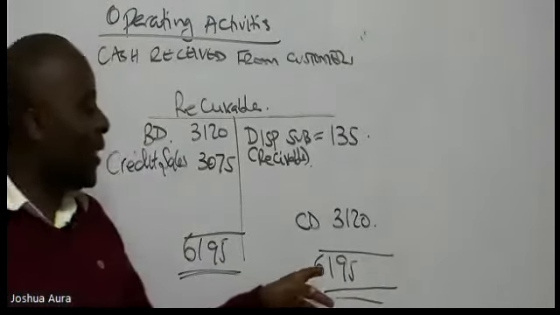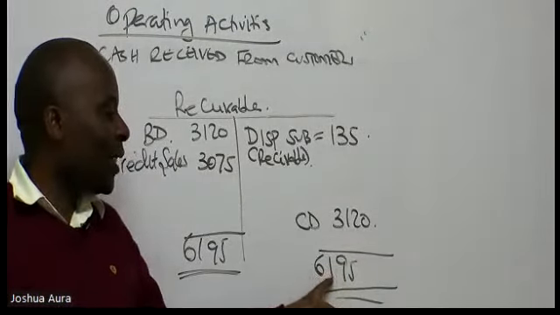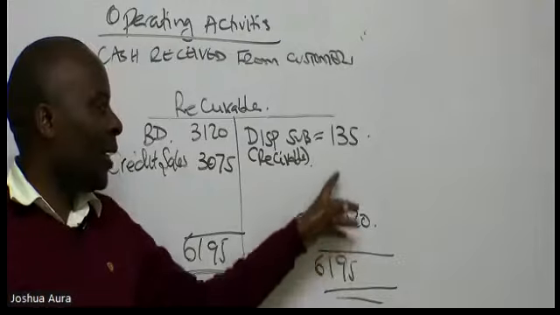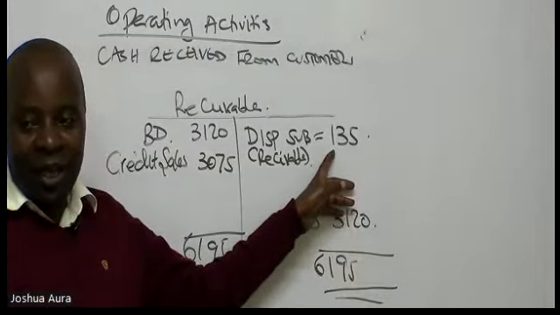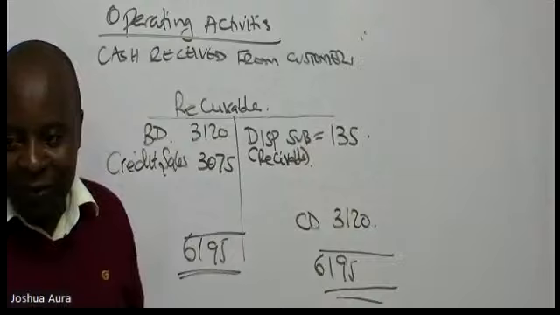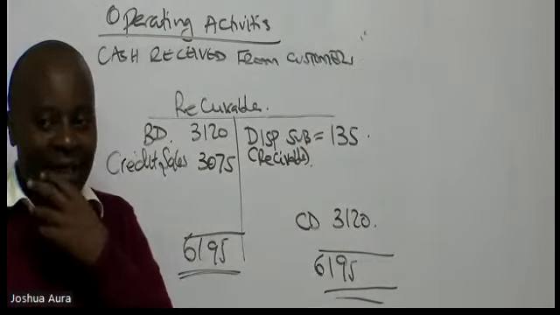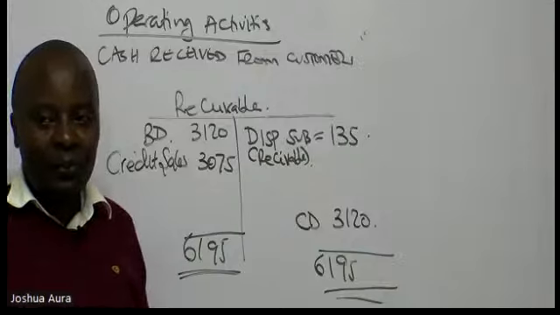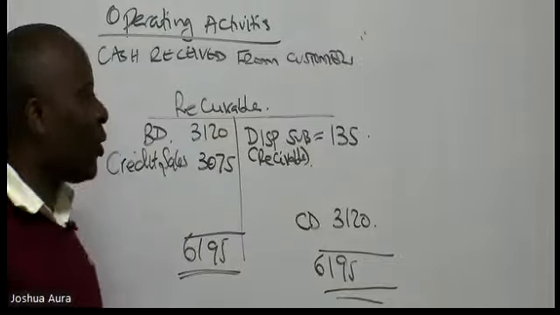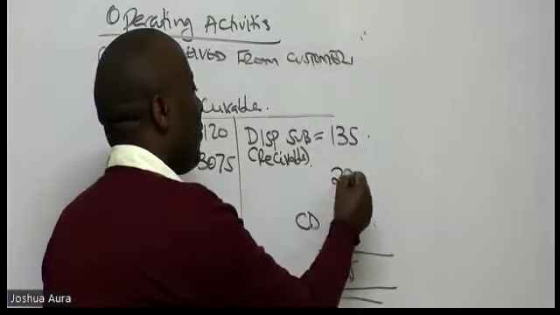Could you kindly subtract these two from this? Take 6195 minus 3120 minus 135 to get the balancing figure. What do we have there? Somebody? Yeah, 2940, right? So this 2940 is the balancing figure.